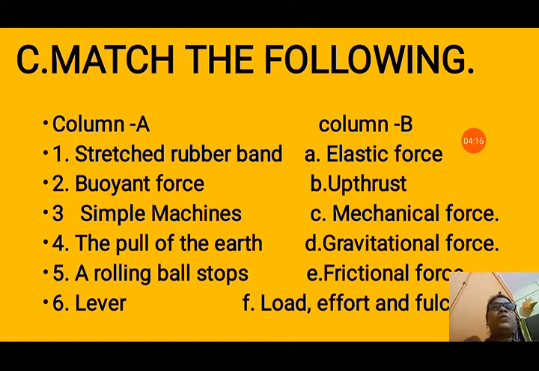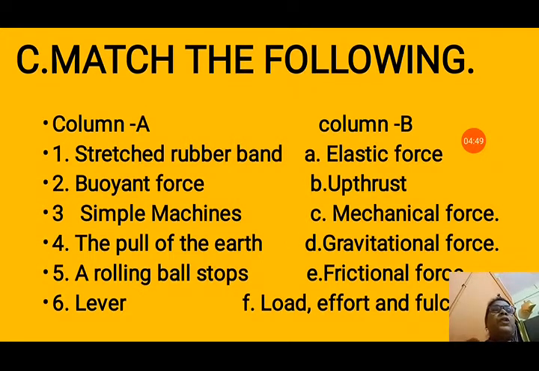Now question number 2, buoyant force. So buoyant force is also known as upthrust. So buoyant force is upthrust. Question number 3 is simple machines. So we know that all simple machines apply mechanical force. When we use a simple machine, we use the mechanical force of the machine. Question number 4, the pull of the earth. We know that every object is pulled by the earth towards itself. So that pull of the earth is known as gravitational force. So it is correct, gravitational force.